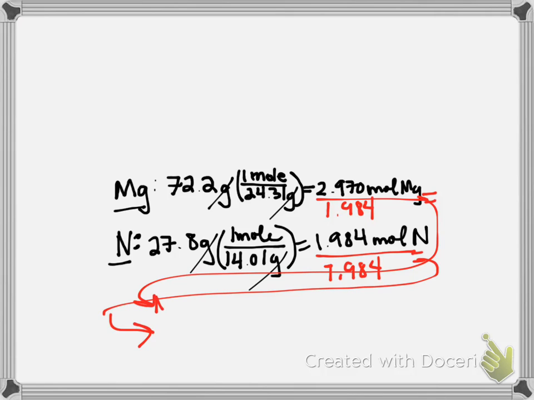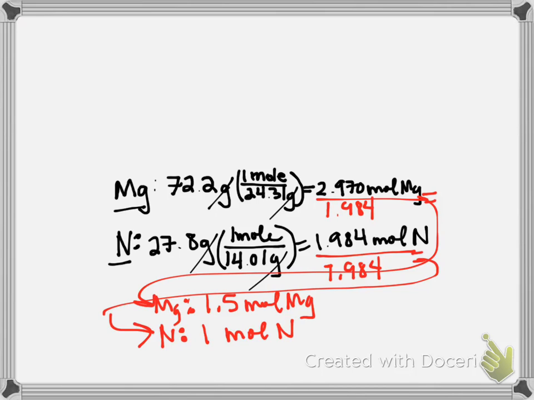So for magnesium and nitrogen, for magnesium, when I divide 2.970 by 1.984, I get about 1.5 moles of magnesium. For nitrogen, when I divide the number by itself, I get 1 mole of nitrogen. Now, I will tell you, this is the simplest mole ratio: 1.5 magnesium to 1 mole of nitrogen.